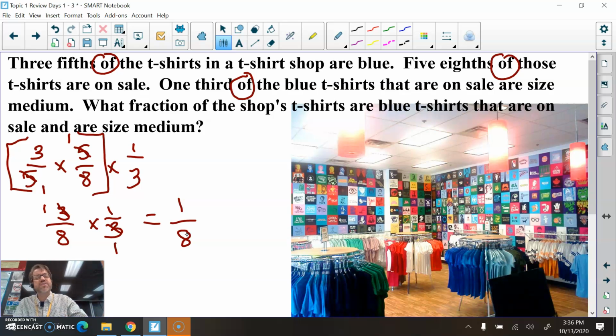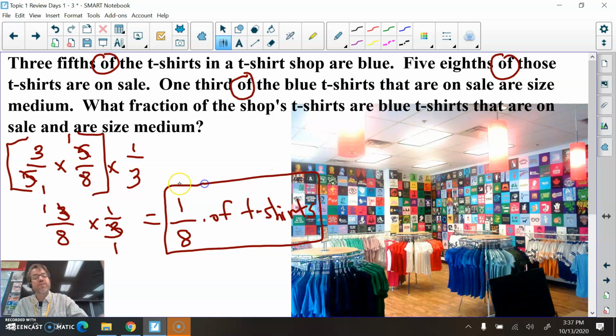But what was being asked? What fraction of the shop's t-shirts are blue t-shirts that are on sale and are size medium? Well, 1/8 of the t-shirts are on sale, they're blue, and they're medium. So 1/8 of the t-shirts is the correct answer for this problem.